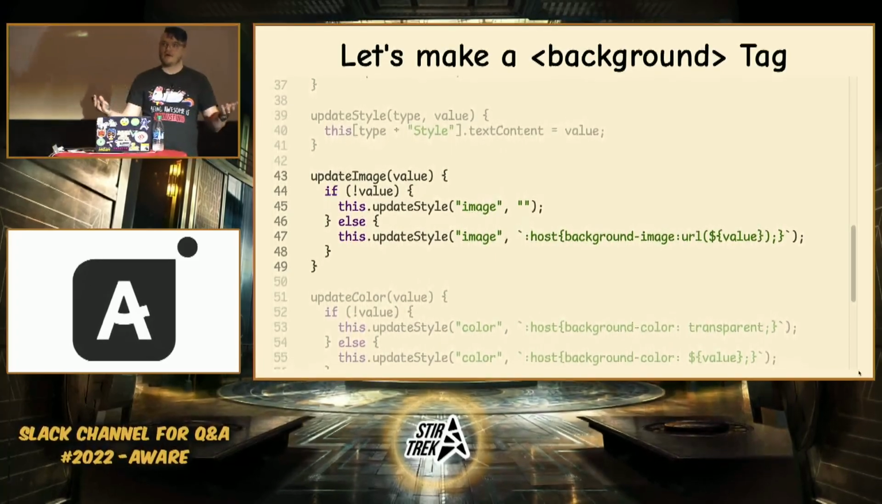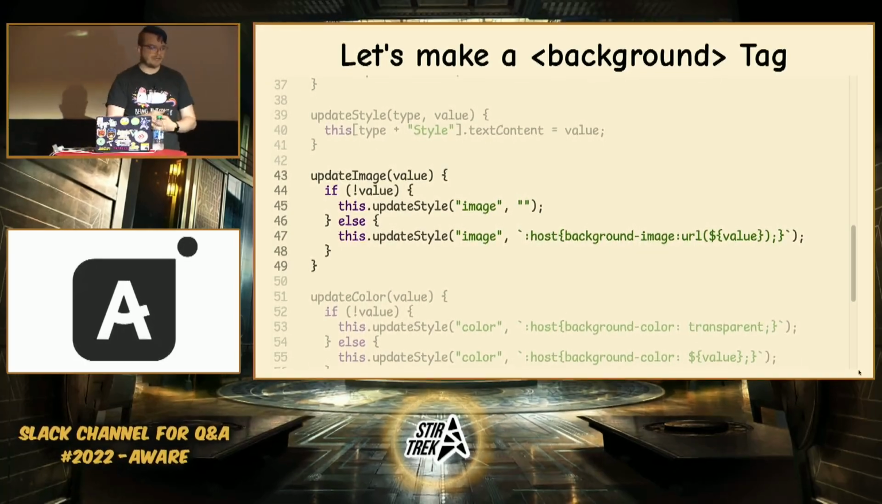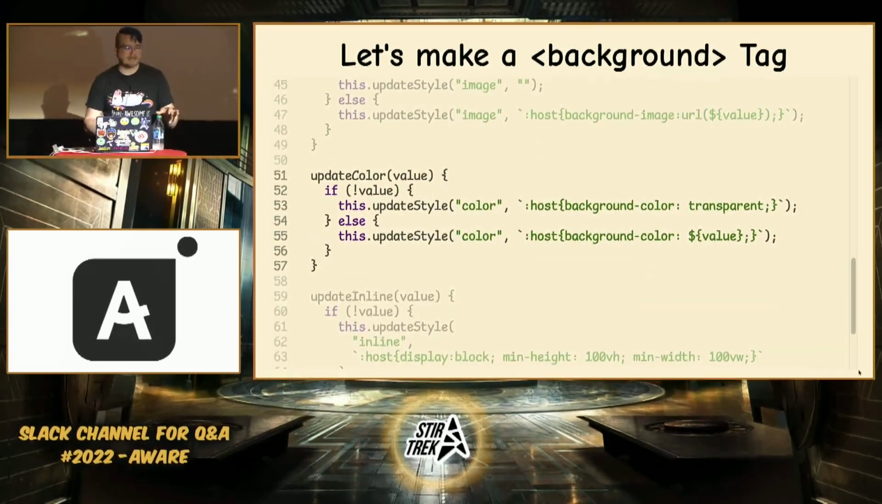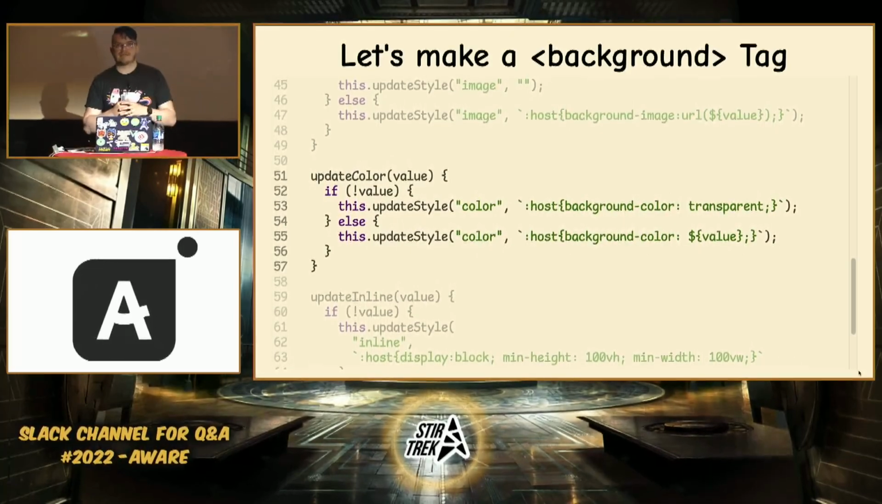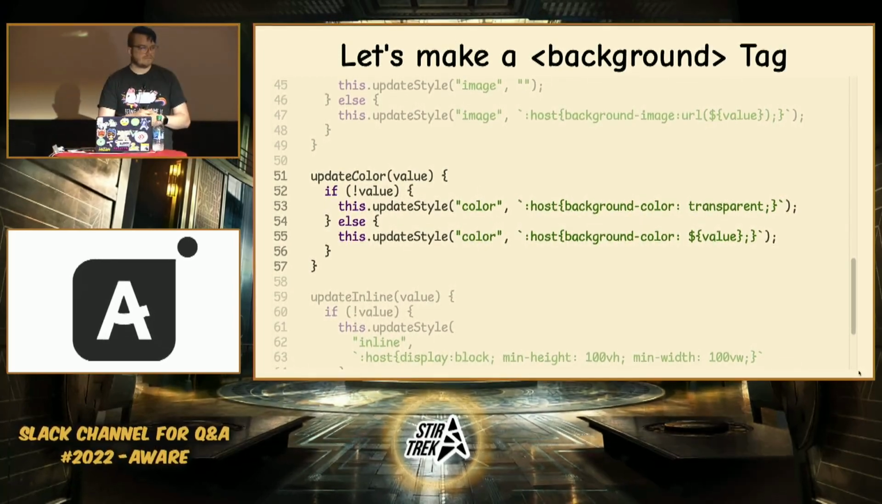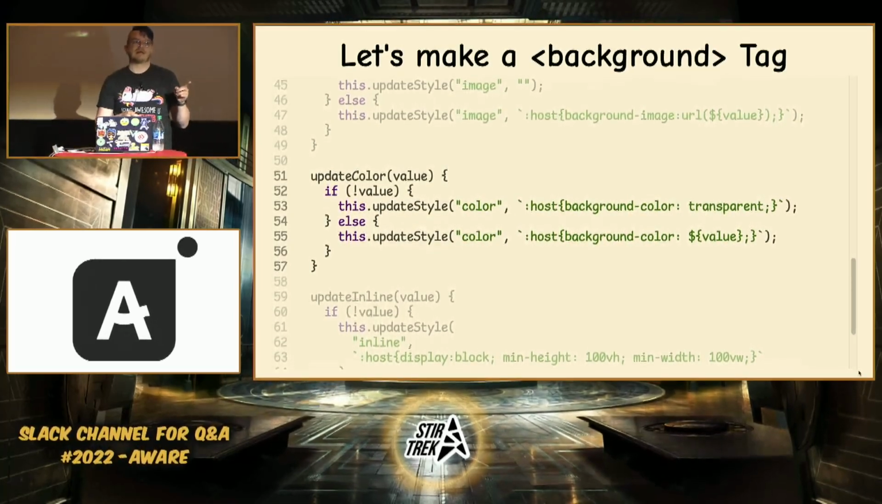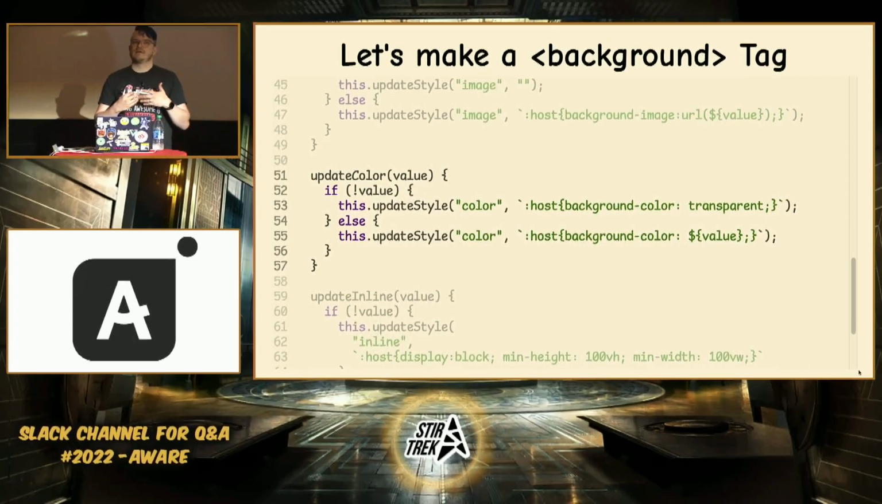So now our host element, right, will have a background image. Similarly with color, if it doesn't have a value, I want to set it to transparent because it doesn't have a color, so it's transparent. I want to see straight through it. But if there is a color, then we want to set background color. Now, inline is not an attribute that the body has, but I'm adding it here for utility and for usefulness, right? We're making things better.